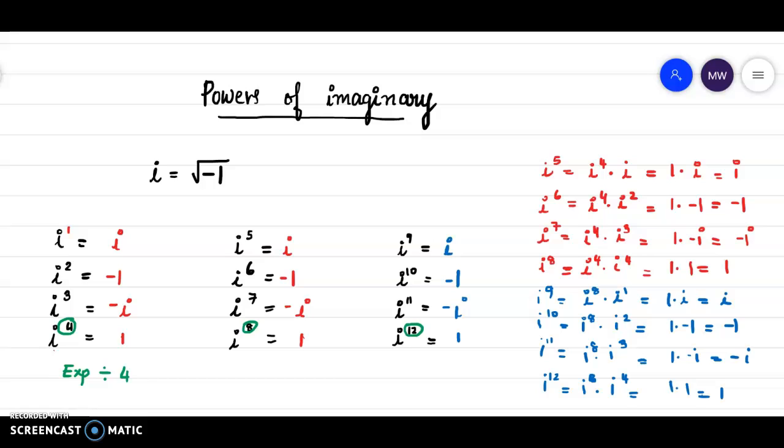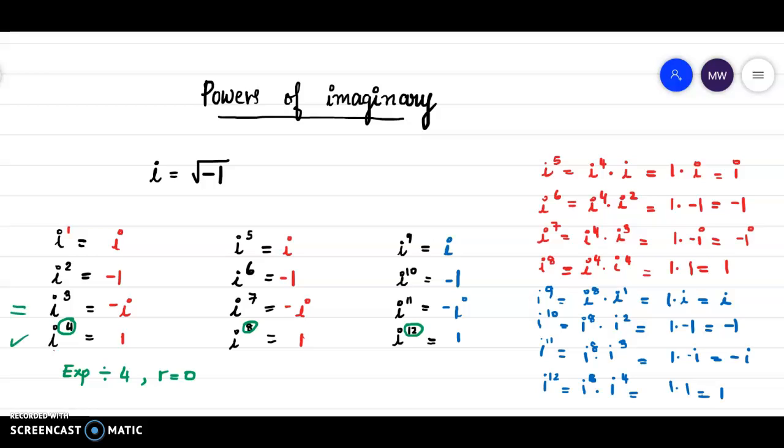It will be a factor of 4. Or in other words, the remainder will come out to be 0. So when you divide by 4, when the remainder becomes 0, you get your answer as 1. Now in the third one, that's this one.